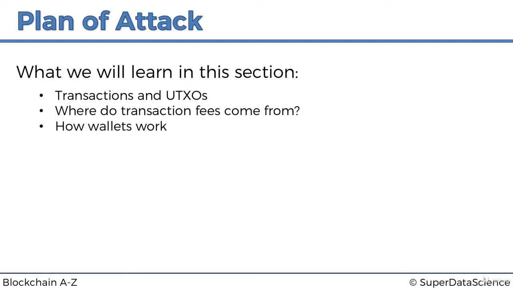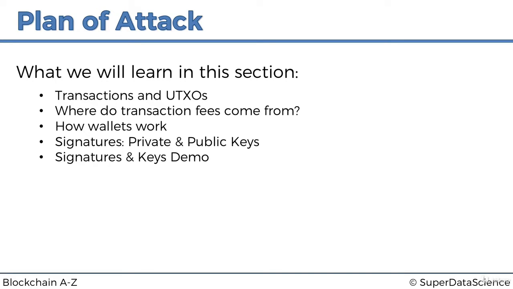We'll also discuss how a wallet works when you set up a wallet for cryptocurrency. Then we'll talk about signatures, private and public keys. We'll dive into how privacy works in terms of transactions on a blockchain. And we'll even have a demo with a tool, which you can find on our tools website, where we'll actually see how these keys are generated and how they work together.